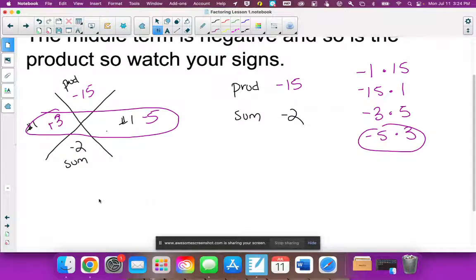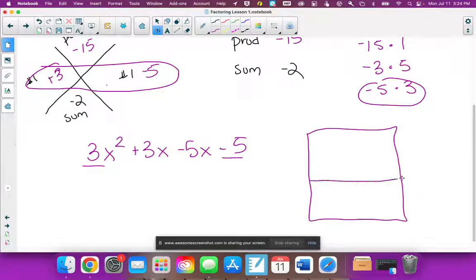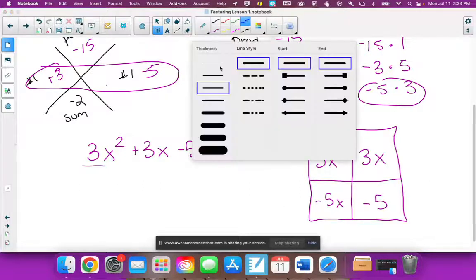So my new problem has 3 as the first term and -5 is the last term. Remember, our first and our last terms never ever change. Just the middle one that has to get split into 2. Okay, so now we have our area all split and nicely set up. All right, so same deal.